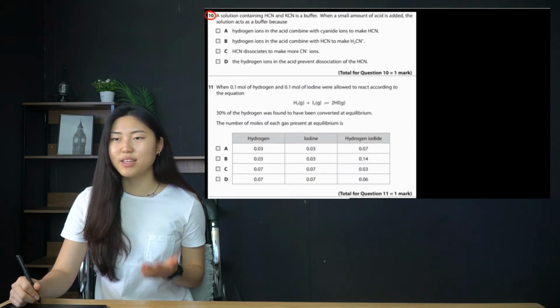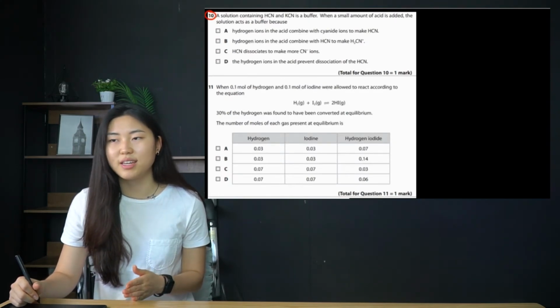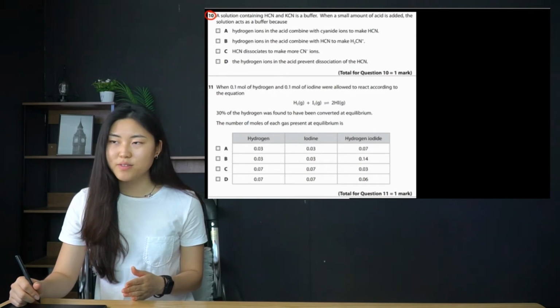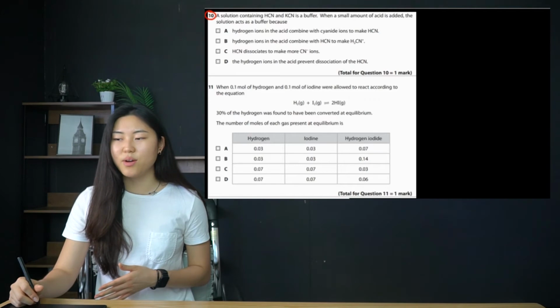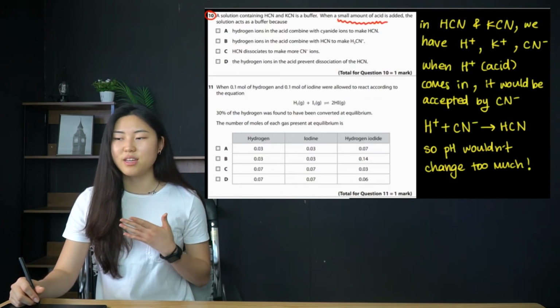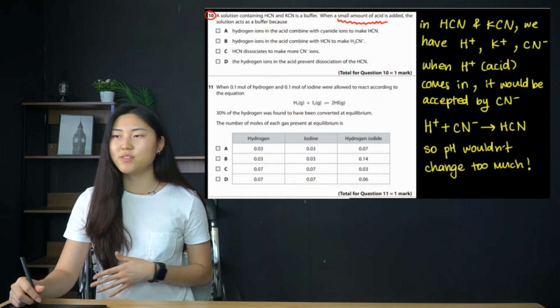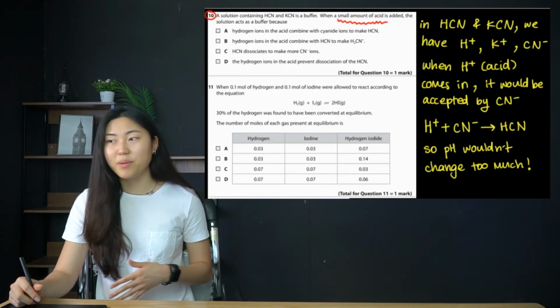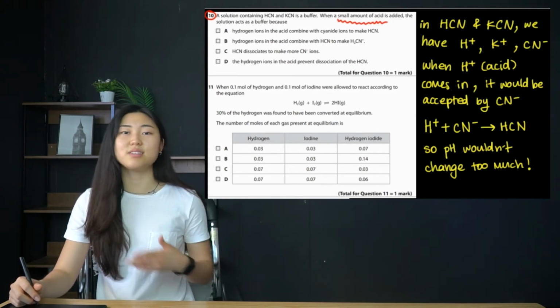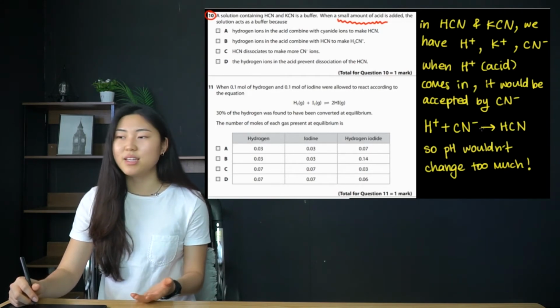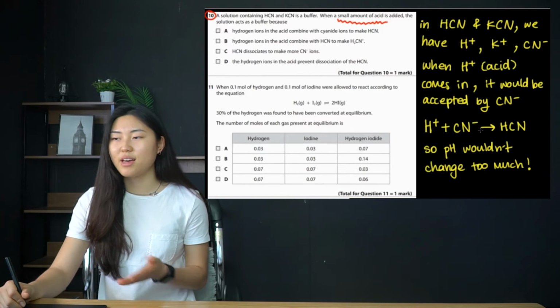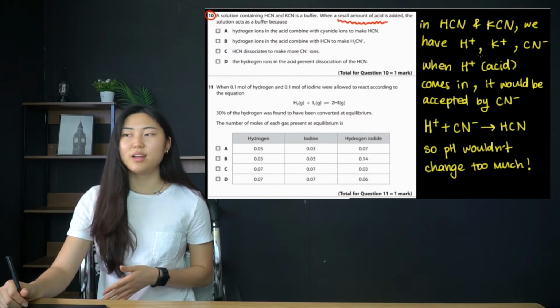And the next question: a solution containing HCN and KCN is a buffer. When a small amount of acid is added, the solution acts as a buffer because... So we need to get the correct explanation. But first of all, in HCN and KCN, we have H plus, K plus, and CN minus. These are the ions inside there, right? And when H plus, the acid, comes in, it would be accepted by CN minus, right?